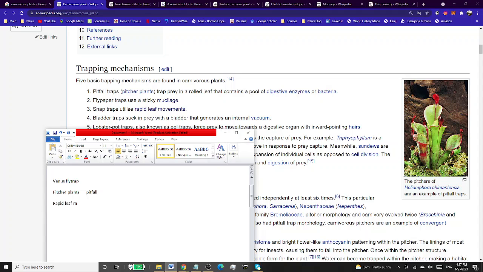I like the name here. Rapid leaf movement. Like a jaw. And it looks just like a jaw as well. It's a jaw. It bites down. Some of them are, that's the sticky mucilage is effectively a fly paper. It sticks to the flies and eat them after. Let's get these out here a little more.